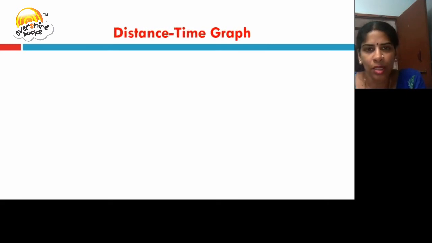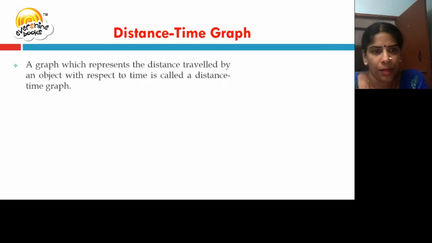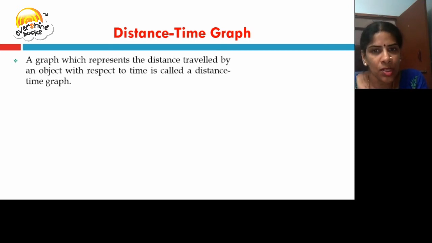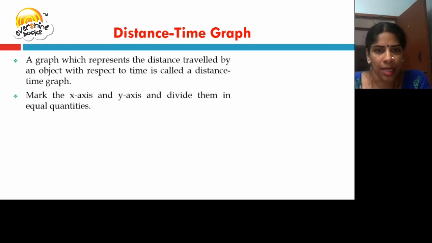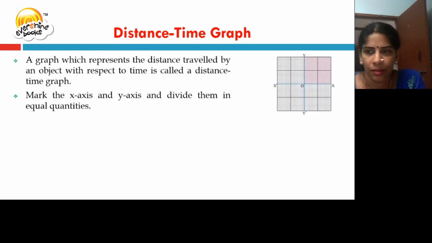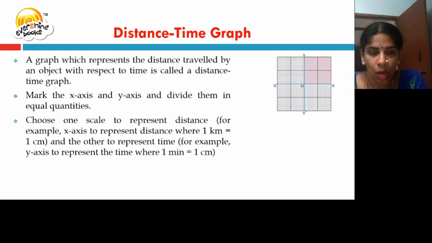Let us now discuss the distance time graph. A graph that represents the distance travelled by an object with respect to time is known as a distance time graph. Let us now mark the x-axis and y-axis and divide them in equal quantities. Now, we need to choose one scale to represent the distance. For example, x-axis to represent the distance where 1 kilometer is equal to 1 centimeter. Let us take time in y-axis representing 1 minute equal to 1 centimeter.